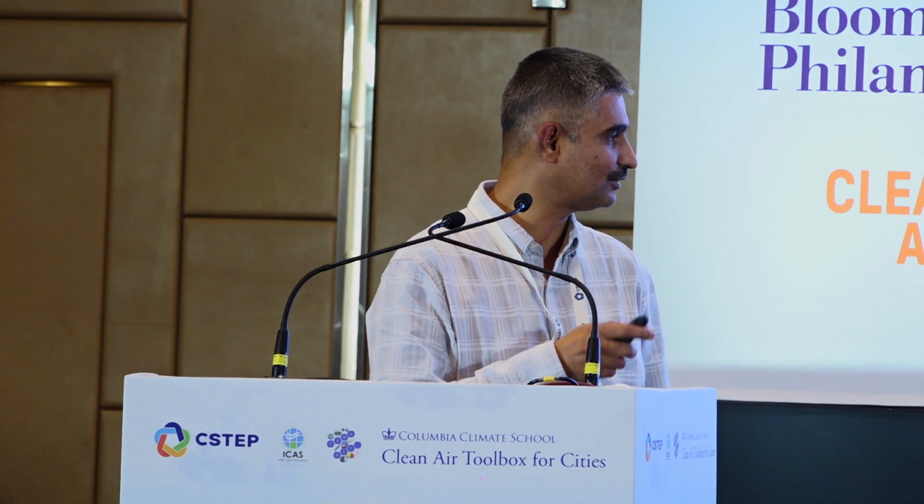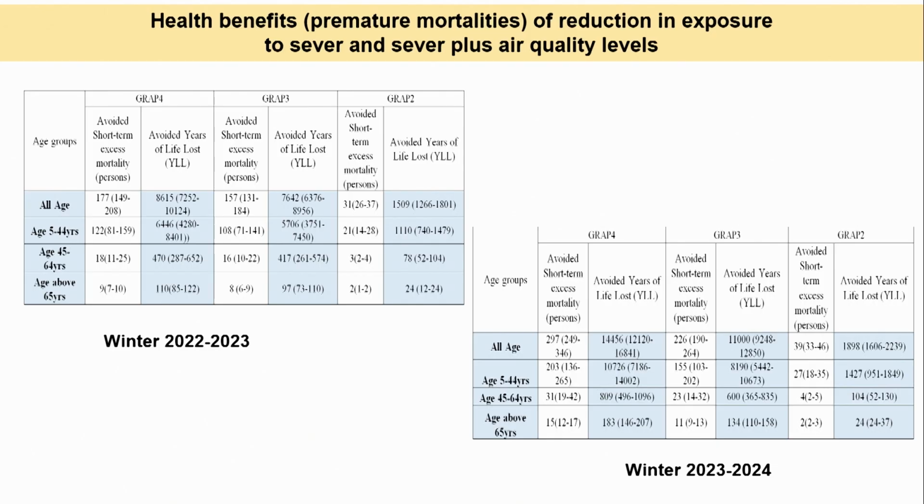I'll skip this slide. This is again about how much health benefit we are getting from the activation of different kinds of GRAP. If you look at 2023, because of activation of different kinds of GRAP, we could save around 177 mortalities in Delhi. So those deaths we could avoid. Even in winter 2023, when air quality was more severe compared to 2022, you get more benefits in 2023 and 2024.